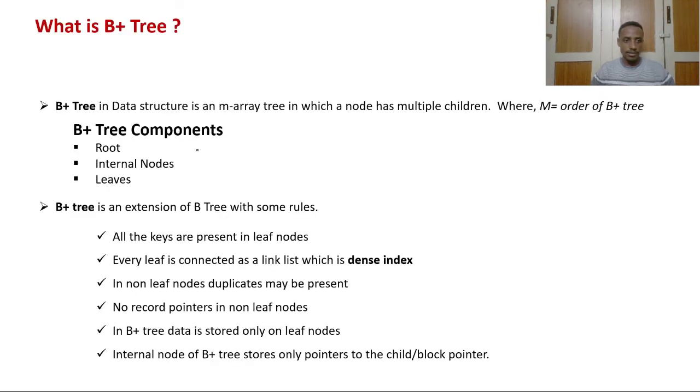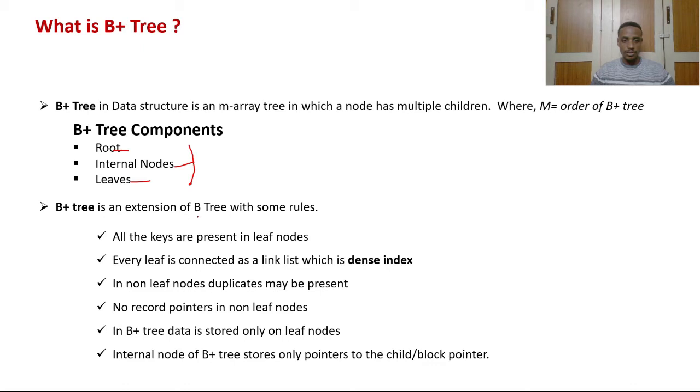What is a B+ tree? A B+ tree is a data structure, and it is an M-ary tree in which all nodes have multiple children. So we can have in a B+ tree three main components. Those are roots, internal nodes, and leaf nodes. So these three main components play a great role in a B+ tree. We'll discuss them later on.